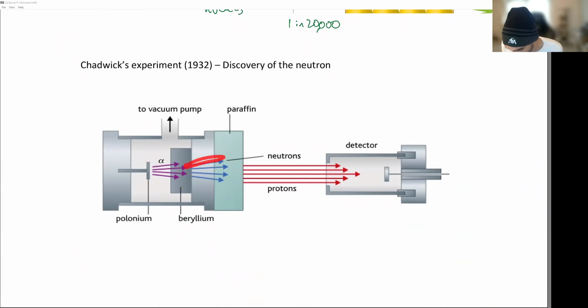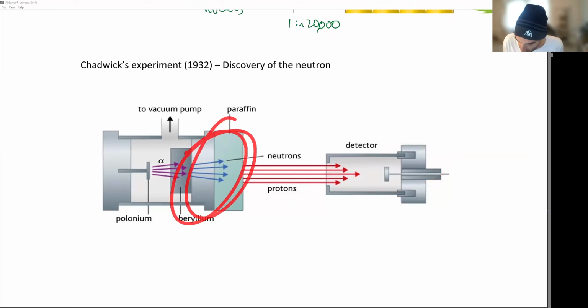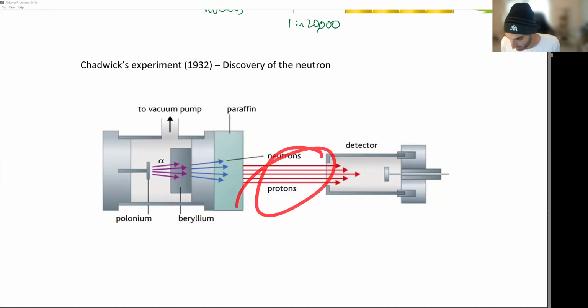And so these are the neutrons that get launched at paraffin. Paraffin is just a bunch of carbon and hydrogen. Most importantly, once a neutron hits the paraffin, it ejects a proton, and that proton gets detected. So the gap here is what they were measuring by counting the change in mass and the amount of stuff that they were seeing. So yeah, that's Chadwick's experiment to discover the neutron.